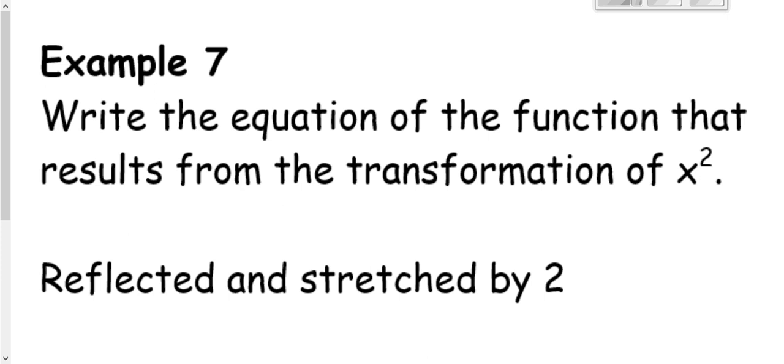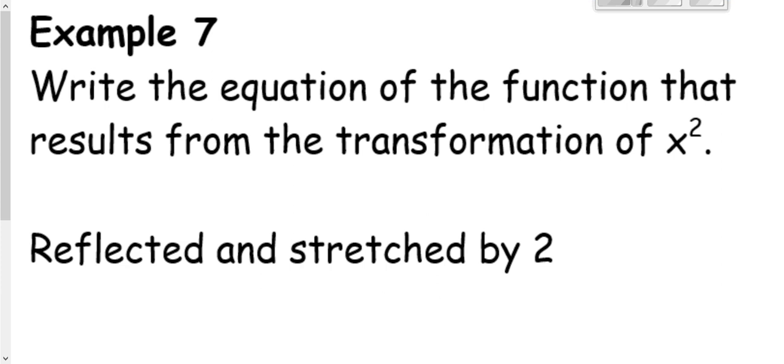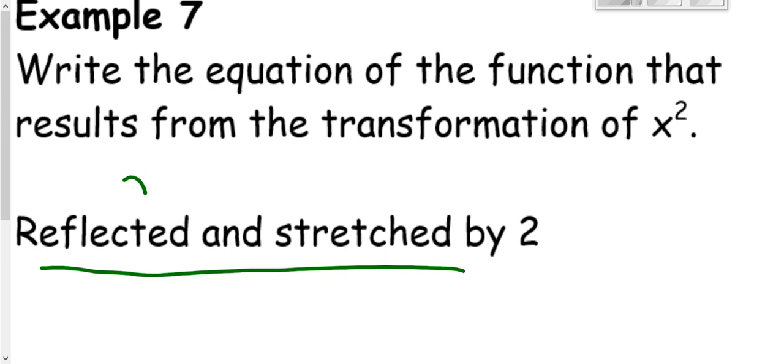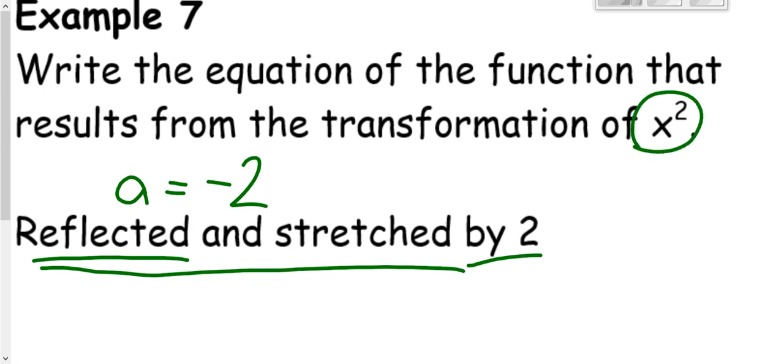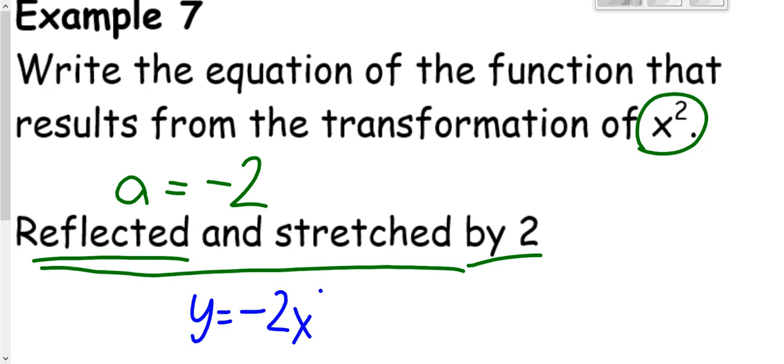So this one, if we are, again, wanting to write that equation, we're talking about a reflection and a stretch. Both of these deal with which value? Your a value. So reflect means my a value is going to be negative, but it's a stretch by 2, so it would be a negative 2. Now remember, we're transforming this x squared. So if I don't have an h or k value, both of those would be 0, so I can actually just leave this x squared. So I can say y equals a negative 2 x squared.